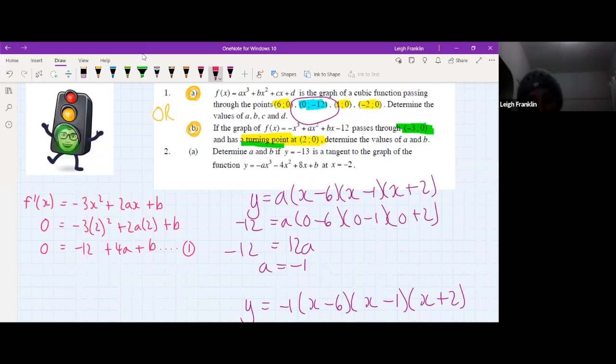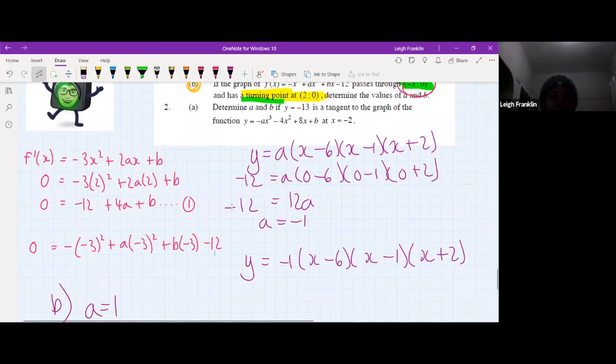Equation number 2 comes from me subbing in the other point. So y is 0, and negative 3 is my x. So I'm subbing into my original equation here: a times negative 3 squared plus b times negative 3 minus 12. So the turning point, I'm going to sub the x into the derivative, and then I'm subbing my other point in. And now I'm going to get another equation in terms of a and b.